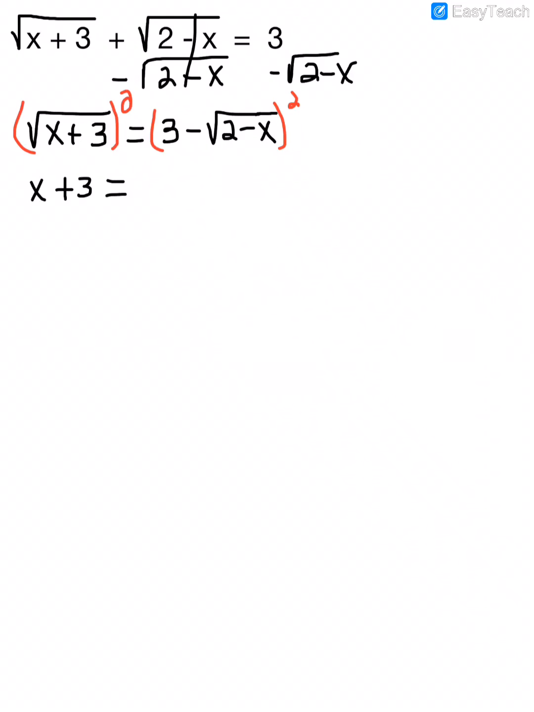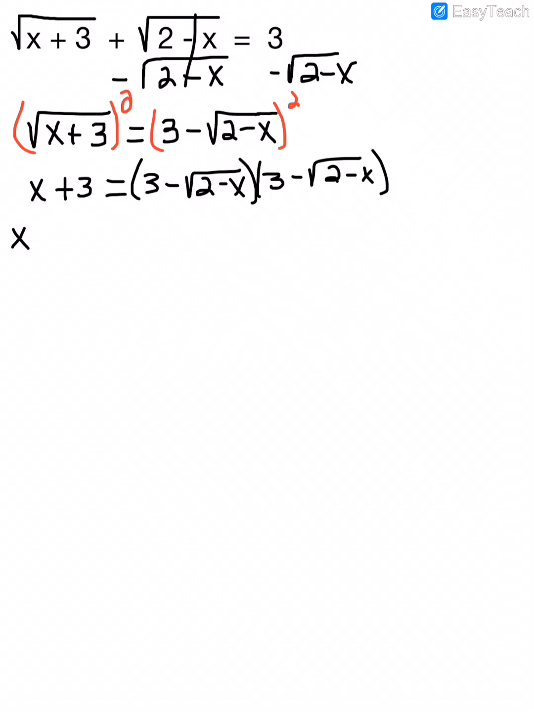on the left side. Now on the right side, this is a binomial. A binomial is when we have two terms that are being added or subtracted from one another. And since we have a binomial, we can't just square each part. We have to multiply the binomial times itself. So we multiply 3 minus the square root of 2 minus x times 3 minus the square root of 2 minus x. And then we're going to have to FOIL that.